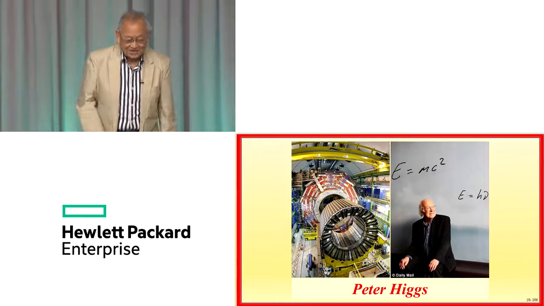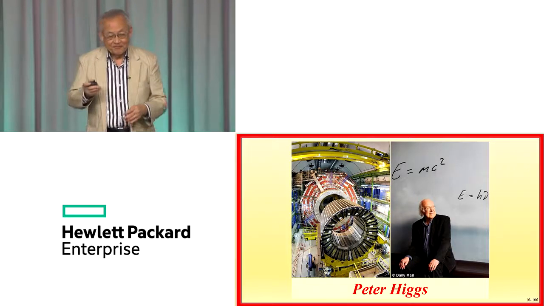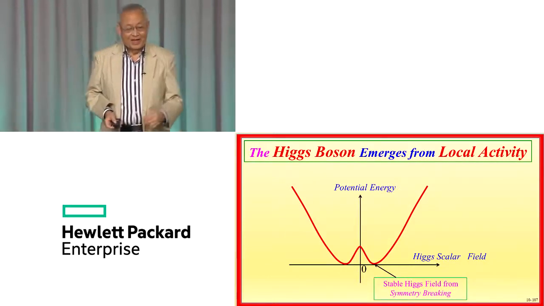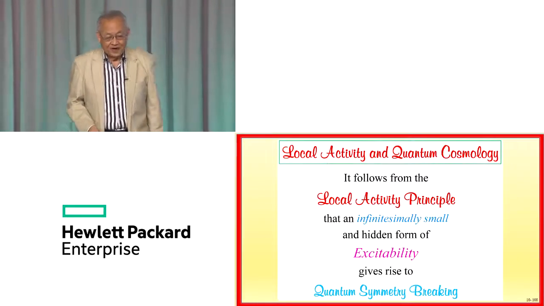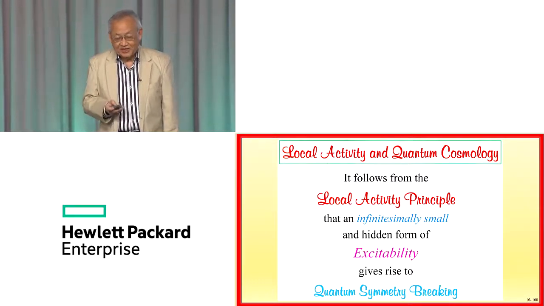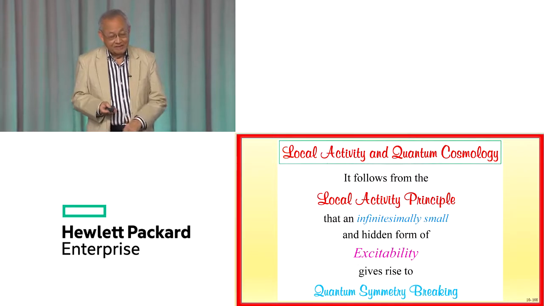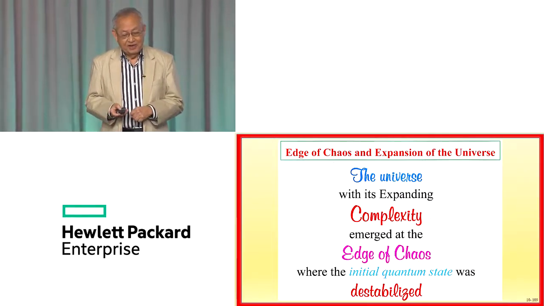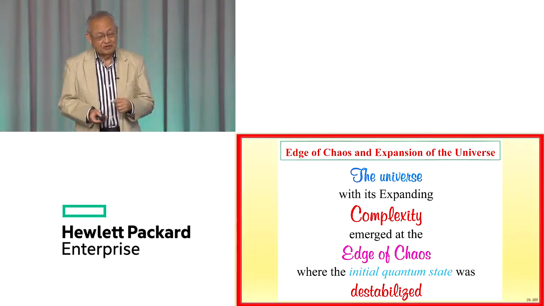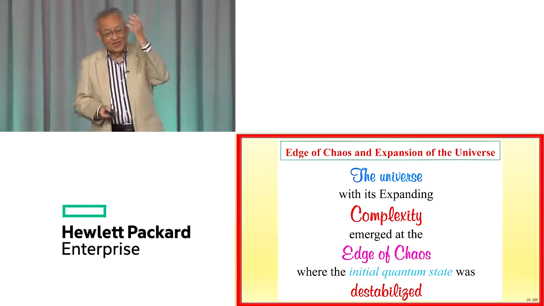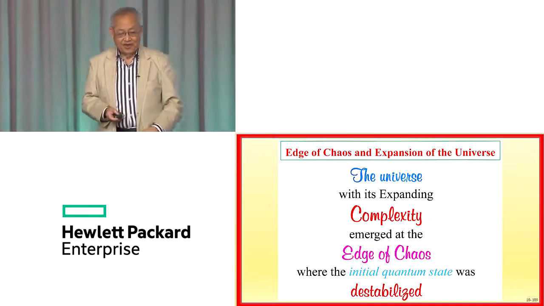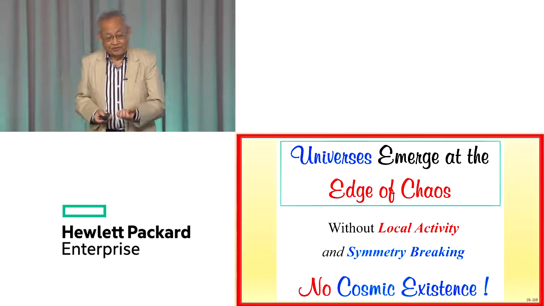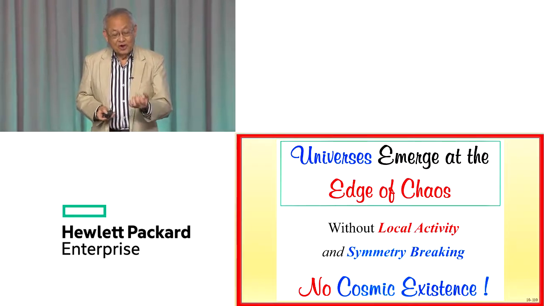And of course, everybody knows Peter Higgs from last year's Nobel Prize. The Higgs particle, if you look carefully at his publication, you see that he has this wonderful symmetry breaking. And that is what the local activity comes from, okay? So it follows from the local activity principle that an infinitesimally small and hidden form of excitability gives rise to quantum symmetry breaking. The universe, with its expanding complexity, emerged at the edge of chaos where the initial quantum state was destabilized. So you have to destabilize the homogeneity to have what we have in the cosmos today. Universes, in fact, emerge again, by this argument, from the edge of chaos, in the sense that without local activity and symmetry breaking, there's going to be no cosmic existence.